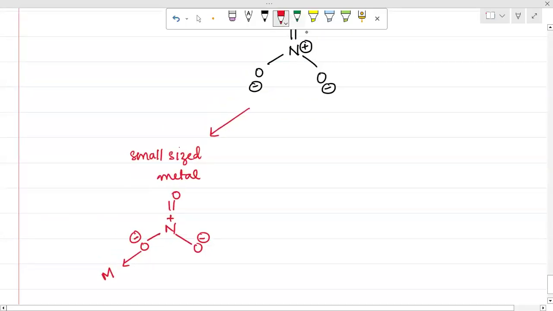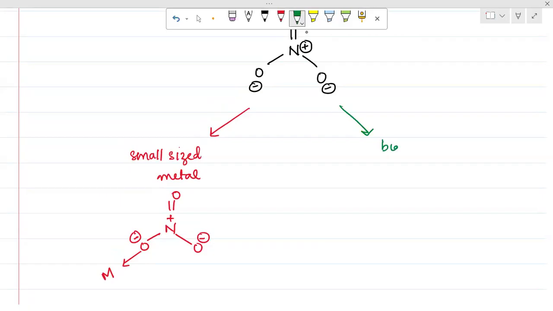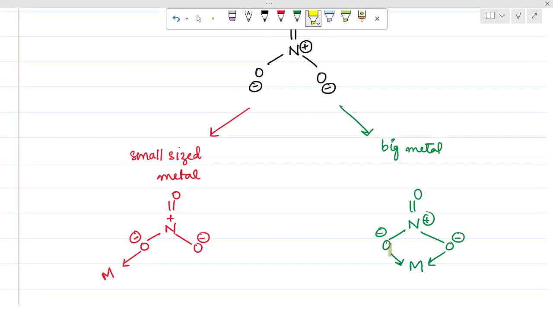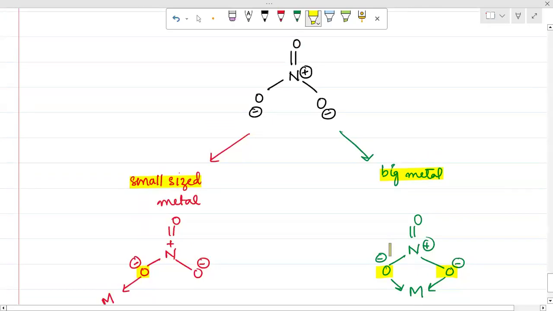But if it is a big metal, then what will happen? This is plus, O, O, O. The incoming metal is big now. So this metal can come in contact over here and both of these will donate. So see how many donors are there? Two donors over here. So when you have a big metal, it is a bidentate ligand. But when you have a small metal, it is a monodentate ligand. So this is the meaning of flexidentate ligands.